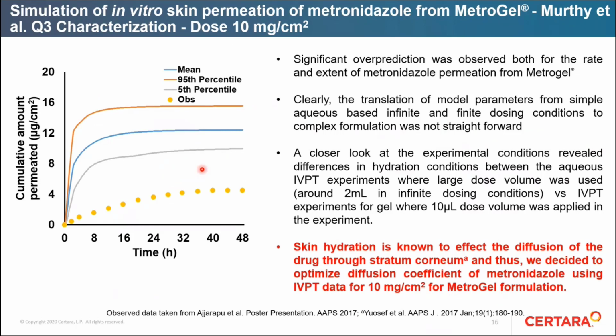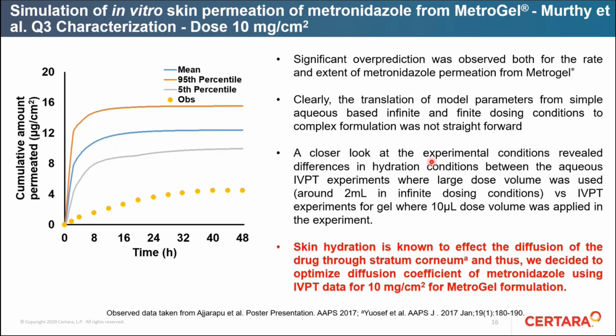So we were happy that, okay, now our infinite and finite dose aqueous solutions are working. We then went on and parameterized the model with MetroGel with all the Q3 properties. And then we realized, okay, this was our observed data and we were a lot over-predicting. So clearly something is still not working in the model. It's not that easy to translate what you are observing from a solution to that of a cream. And we went back and had a look at what was going on here.